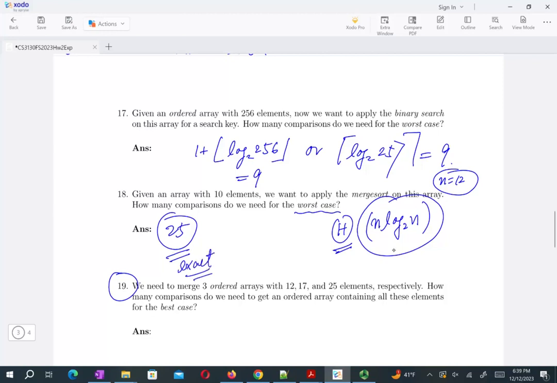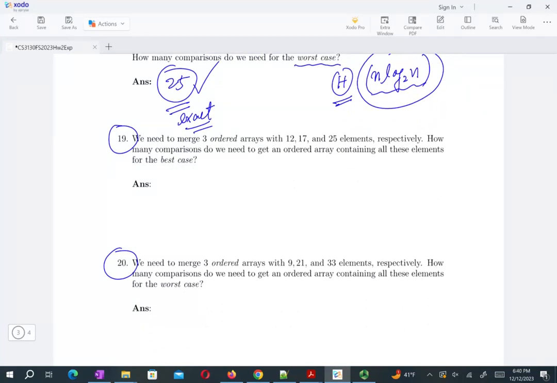But many students plug in n log n and get 33 point something, so they round it up to 34. That's not correct, because it's asymptotic notation. The correct answer is 25, which is different from that asymptotic notation based formula. So that's a big mistake.